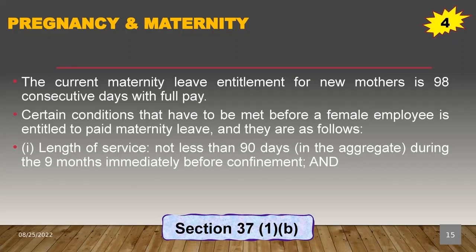The criteria for entitlement is still the same. Okay, you refer to this section 37. The criteria is all the same. I put it down here anyway, no change. The only change is that previously it was 60 days. From 1st September, it will be 98 consecutive days. Consecutive days with full pay means whatever salary or wages you're paying them, you need to pay them for the 98 days. Consecutive means rest days, holidays, Sundays, off days, all included.